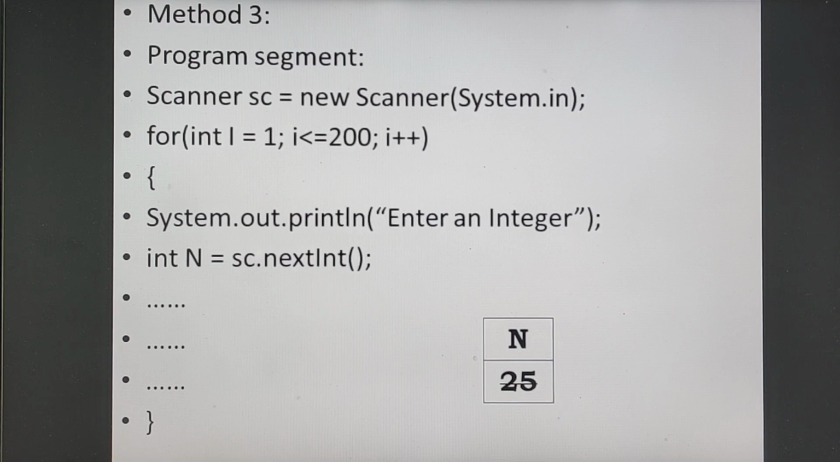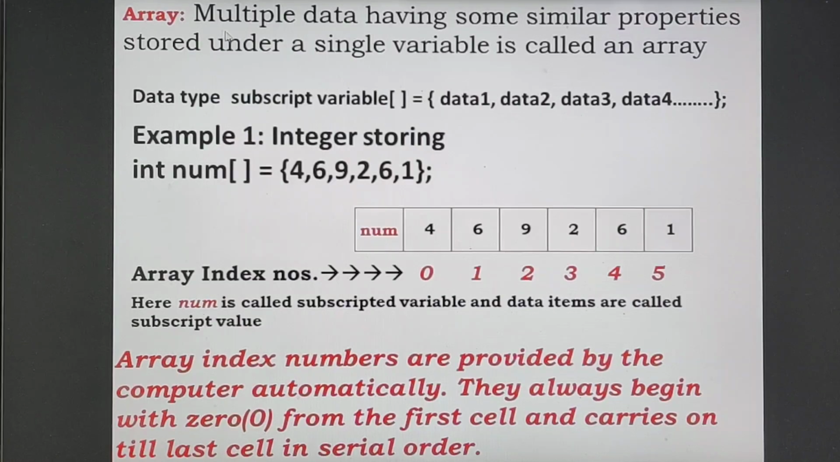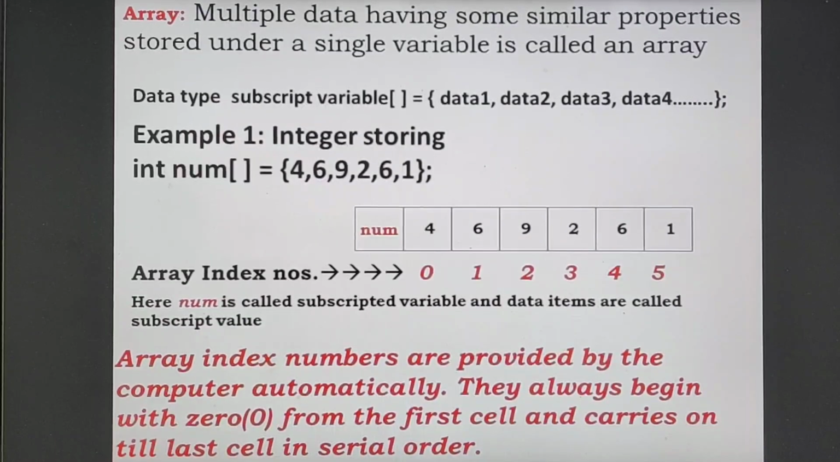If I need the entire bunch of data for any particular reason, then all the previous storing methods fail. In order to overcome that, you have an array. An array is where you can store multiple data having some similar properties under a single variable. Suppose I want to store marks of students in a class.